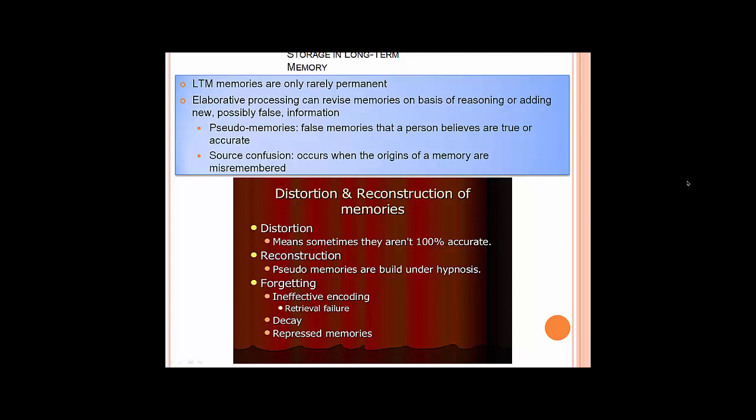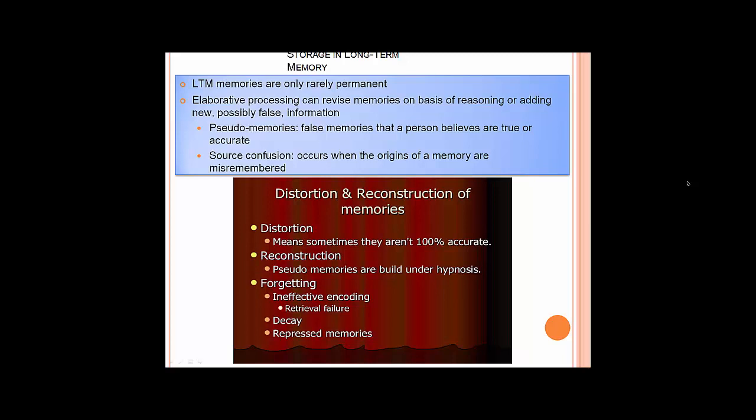Pseudo-memories are false memories that a person believes are true or accurate. Source confusion occurs when the origins of the memory are misremembered. And remember that we believe that our memories are absolutely rock solid correct, especially when there's high emotional content or association with those memories, or perhaps it's something in one's family or one's culture, where there's constant repetition of that set of memories or topics.